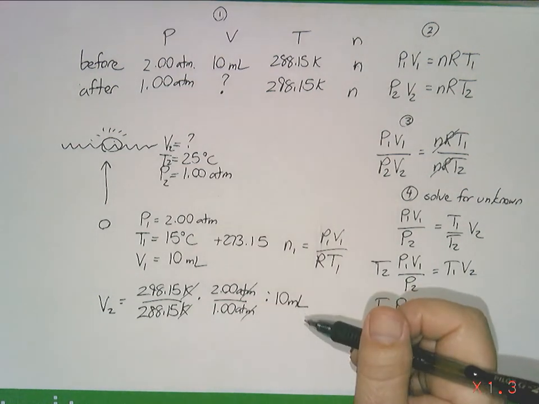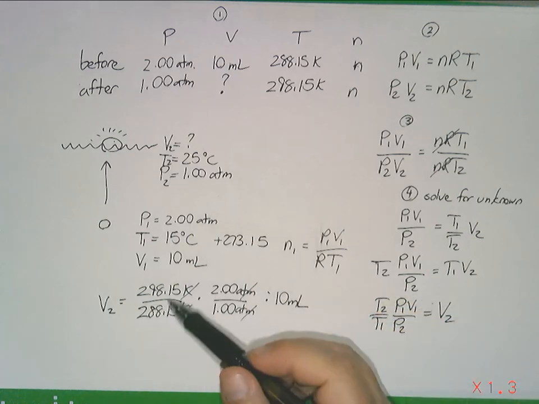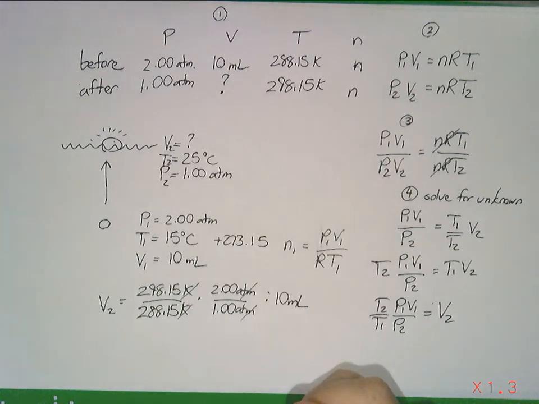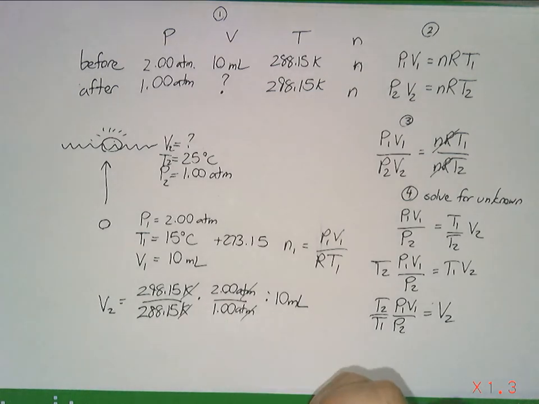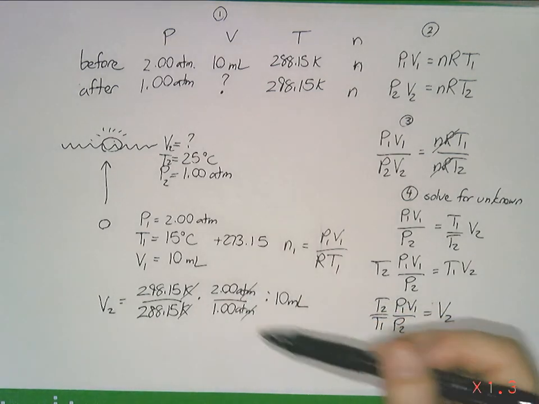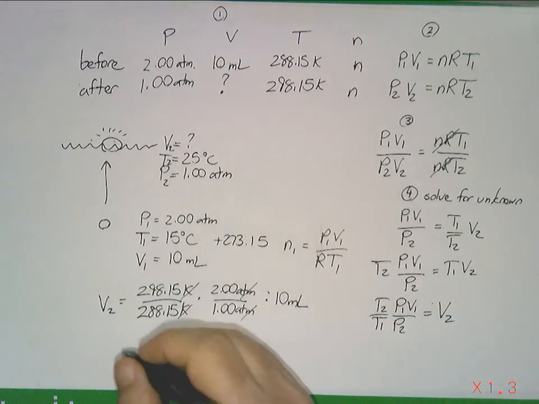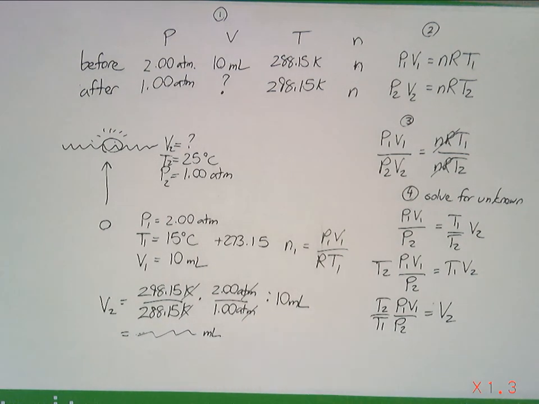So without picking up a calculator, can I decide about how big it's going to be? Maybe. This is just a little bit bigger than 1. 298 divided by 288. If it was 288 divided by 288, it'd be 1, and it's a little bit more than that. And then this is going to be 2, obviously. 2 times 10 is 20 milliliters. So I'm going to expect to get something a little bit bigger than 20 milliliters here. You try it. Put it into your calculator and see what you get. You'll probably get something a little bit bigger than 20 milliliters.